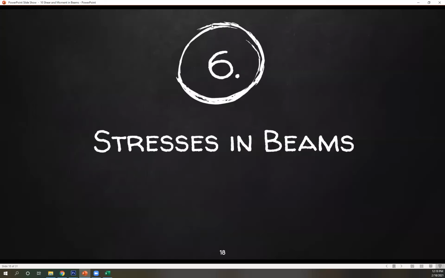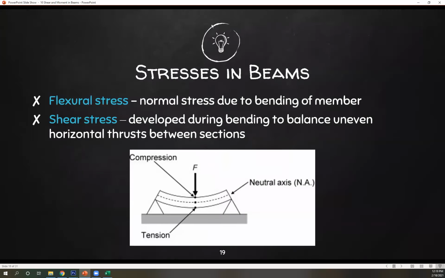Let's now move on to the next topic. So we learned how to create a shear moment diagram. Now let's put that into application by talking about stresses in beams. So you have two types of stresses in beams. First is your flexural stress, next is your shear stress. So for flexural stress, you have normal stress due to bending of a member. So this is an example of that. From the term itself, flexure, it's the bending stress of your beam, okay, due to a normal force.